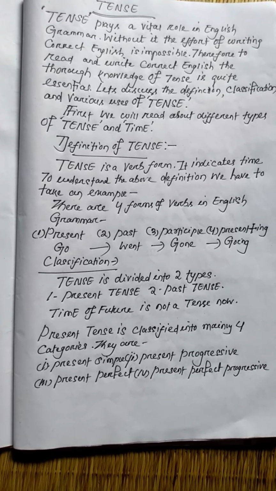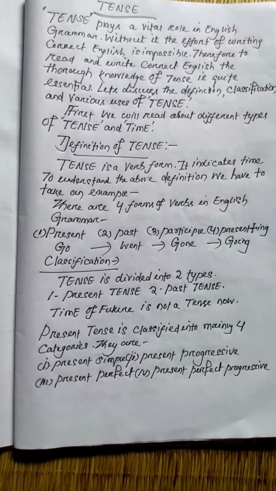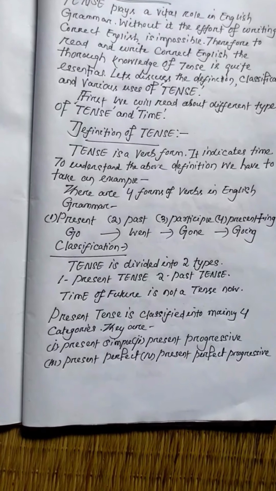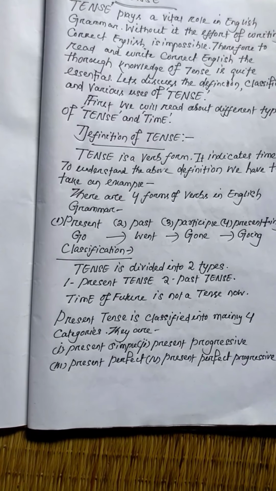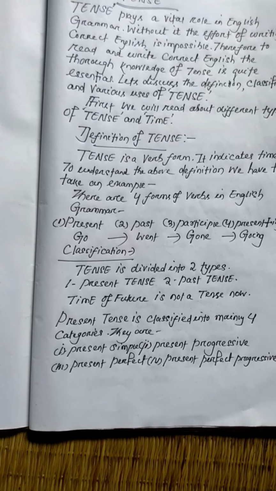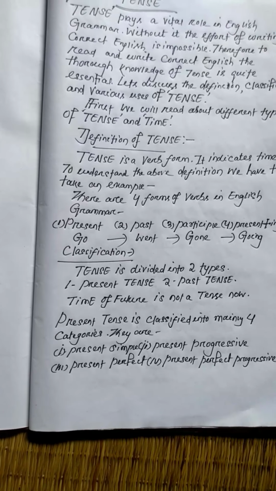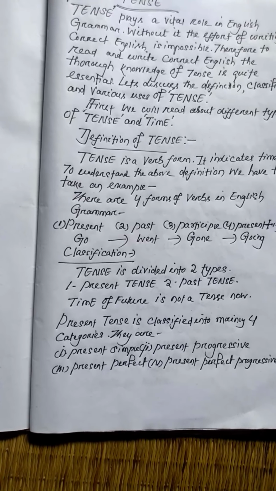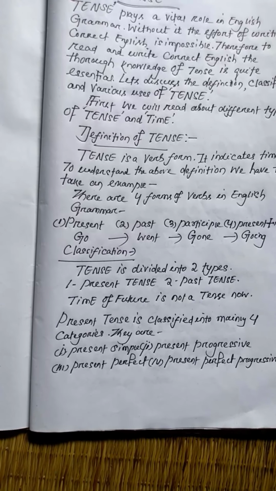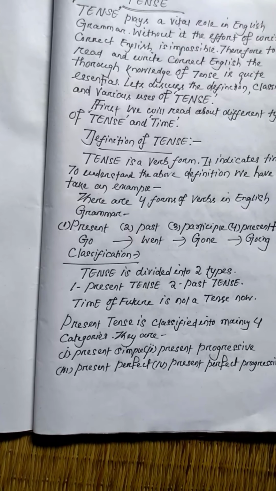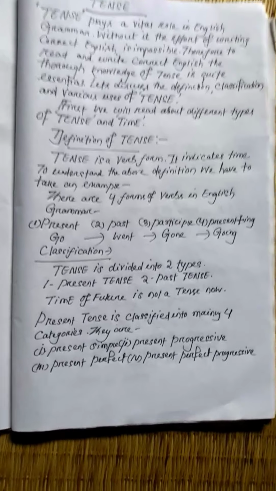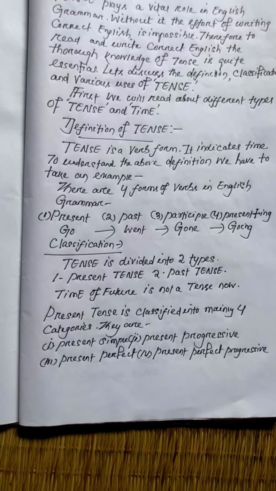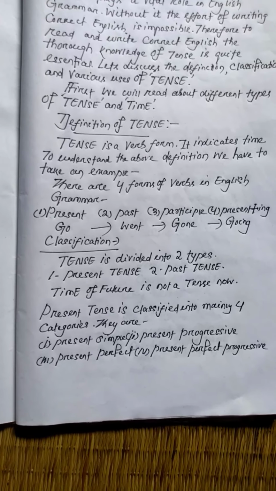Classification. Tense is divided into mainly two types: present tense and past tense. Future time has not been a tense now. Present tense is classified into mainly four categories. They are present simple, present progressive, present perfect, present perfect progressive.